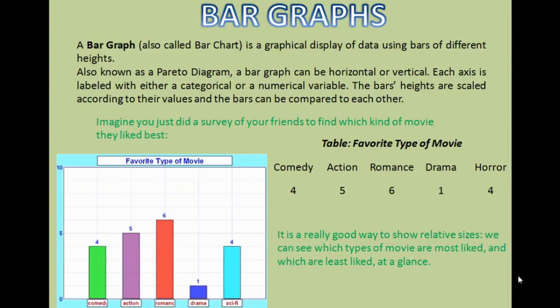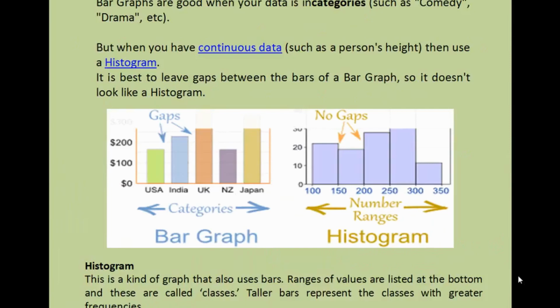For example, you conducted a survey to find out which movie is liked the best. There are comedy, action, horror, drama, romance. So when you plot these numerical figures in the form of diagrams where your x-axis depicts comedy, action, romance, drama, and your y-axis depicts your numbers, plotting them, you can easily show that romantic films are viewed the most. Now, bar diagrams are good when your data is in categories such as comedy, drama, etc.